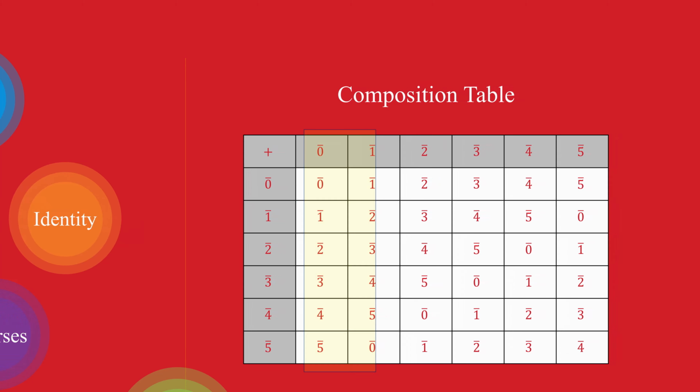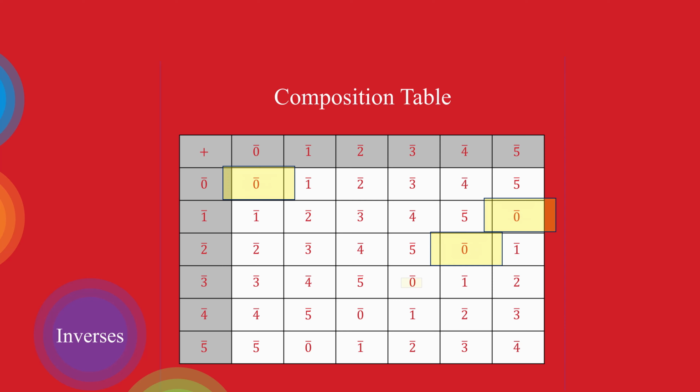Moving on towards inverses. For that, we need to first identify all the 0 elements in the 6 by 6 matrix which we have got. So over here. Next, what we have is that 0 plus 0 is 0, so we can say that 0 is the inverse of itself. Then we have 1 plus 5 is 0, so we can say that 5 is the inverse of 1, that is 1 raised to negative 1 is 5.